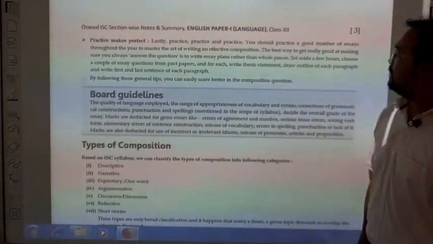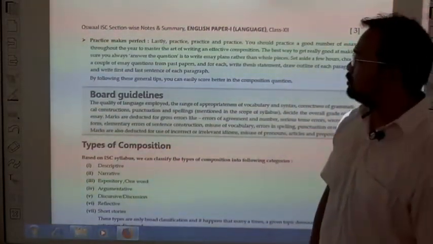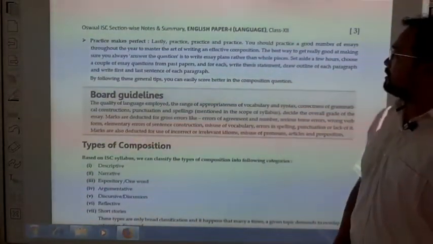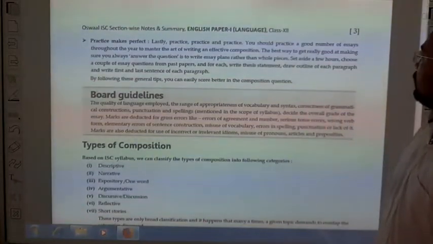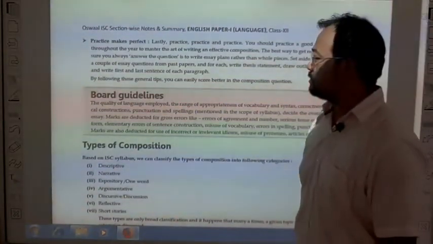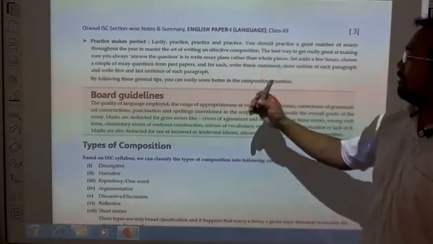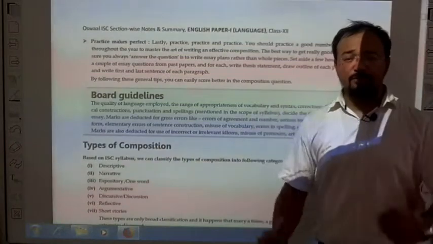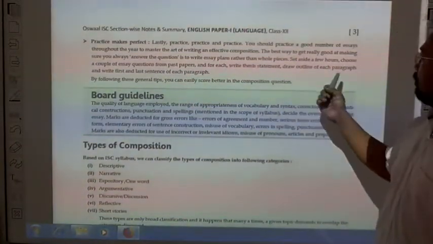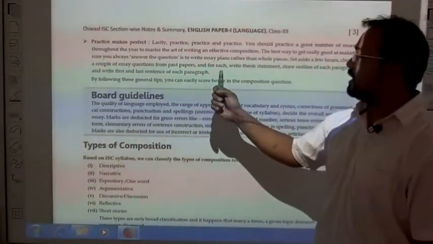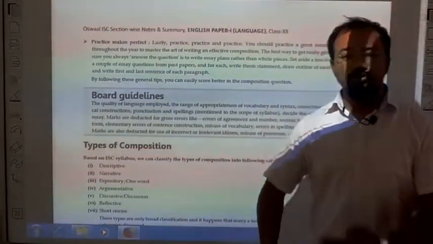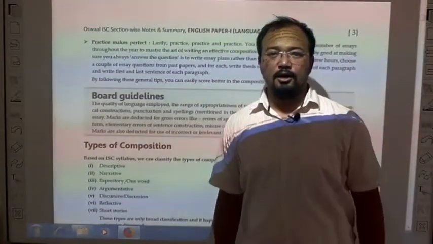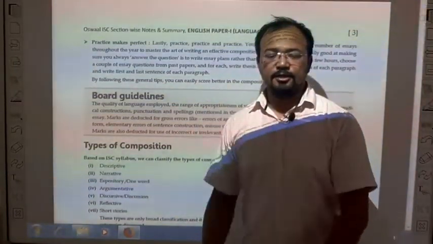The best way to get really good at making sure you always answer the question is to write essay plans rather than whole pieces. Set aside a few hours, choose a couple of essay questions from past papers and for each write a thesis statement. Thesis statement means the main point of the words. Okay, draw an outline of each paragraph and write the first and last sentence of each paragraph. So you analyze in such a manner so that the product will be much more apprehensible and easier.